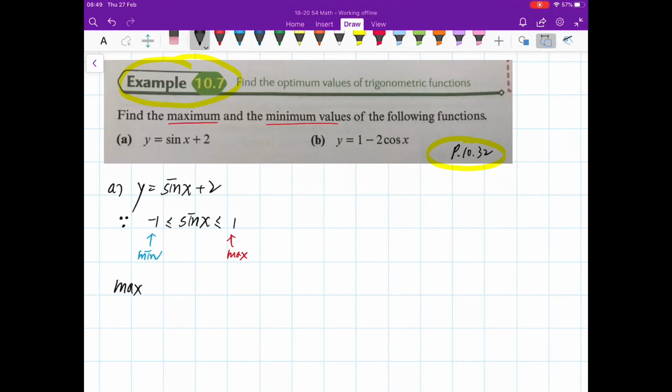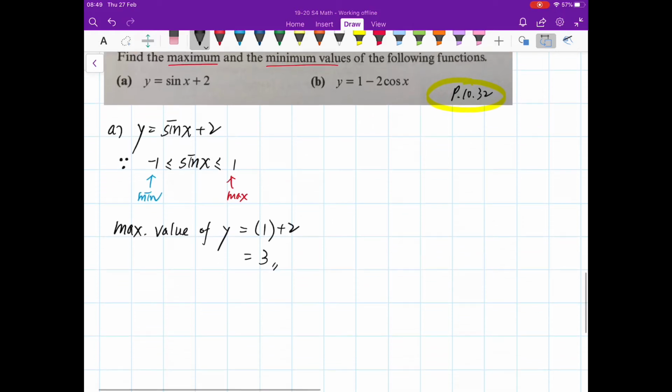So for this question, when we want to calculate the maximum value of y, between -1 and 1, what should we put for sine x in order to find the maximum value? Yes, of course, it is 1. So we put it as 1 plus 2. So the answer is 3.